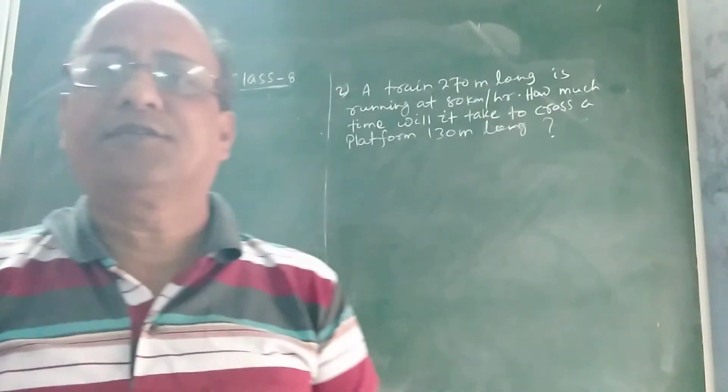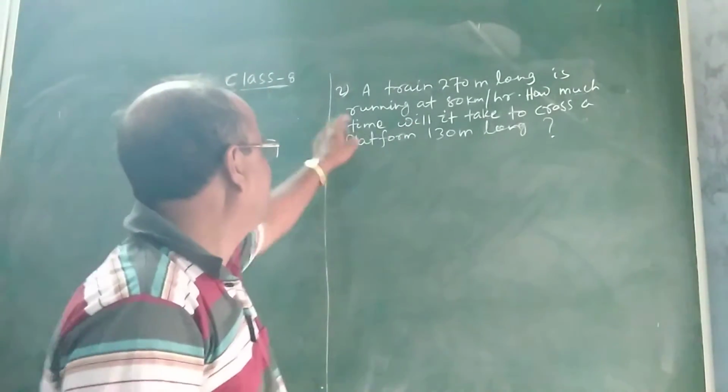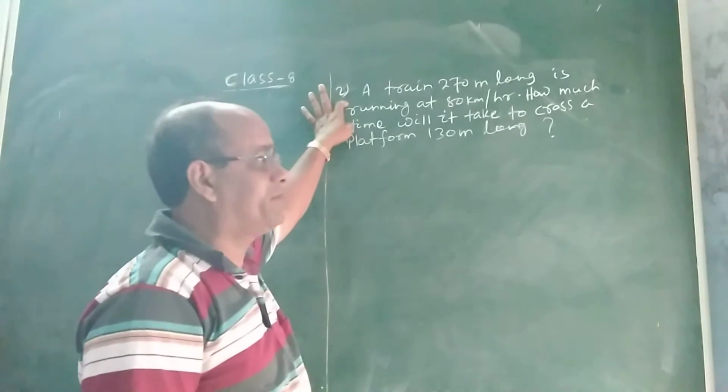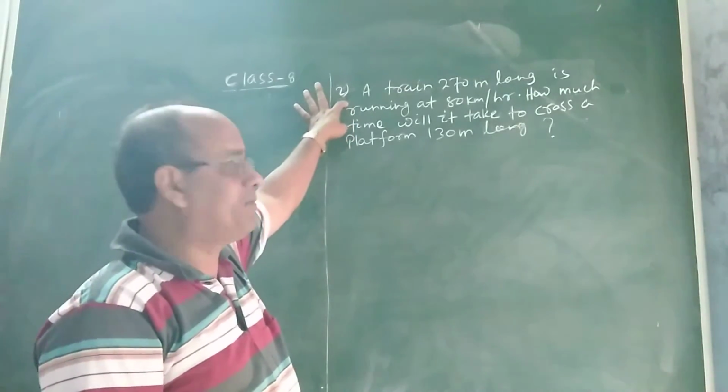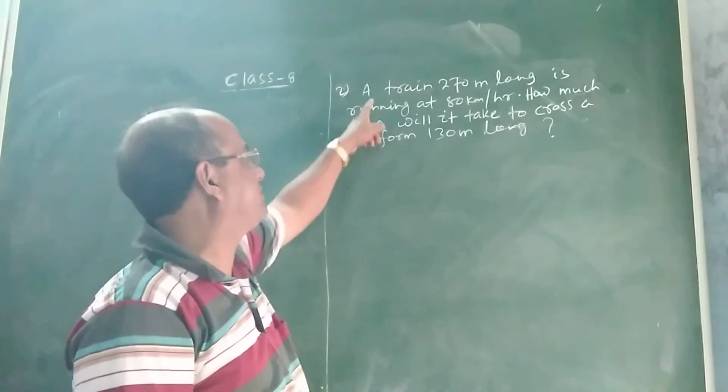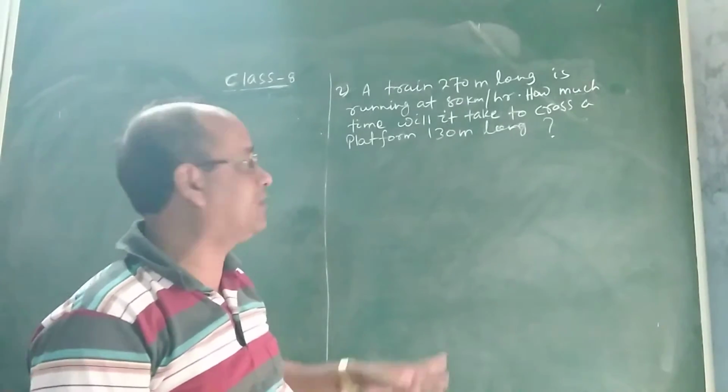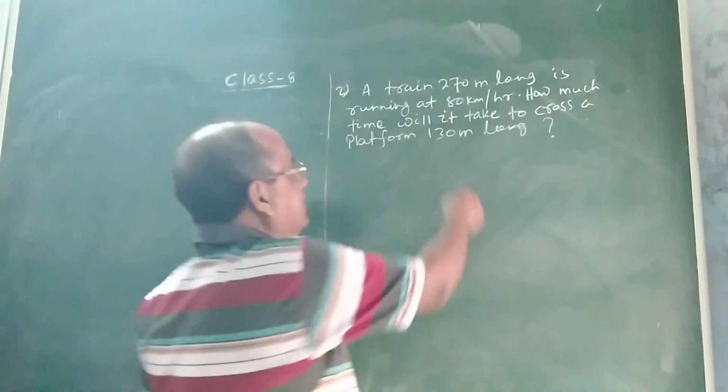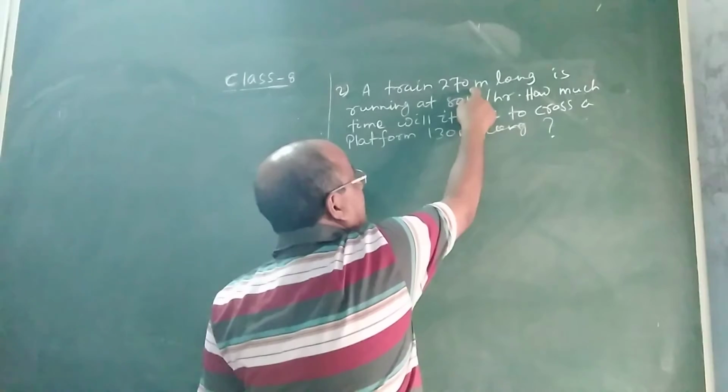Hello, good morning children. Children, let us discuss another problem on application of variation to problems involving speed, distance and time. Look at the question I have written on the board. Suppose a train is 270 meter long. This is the length of the train.